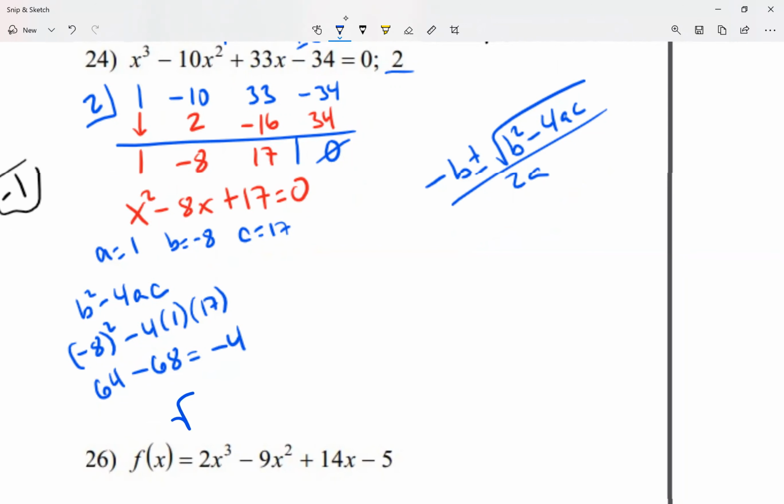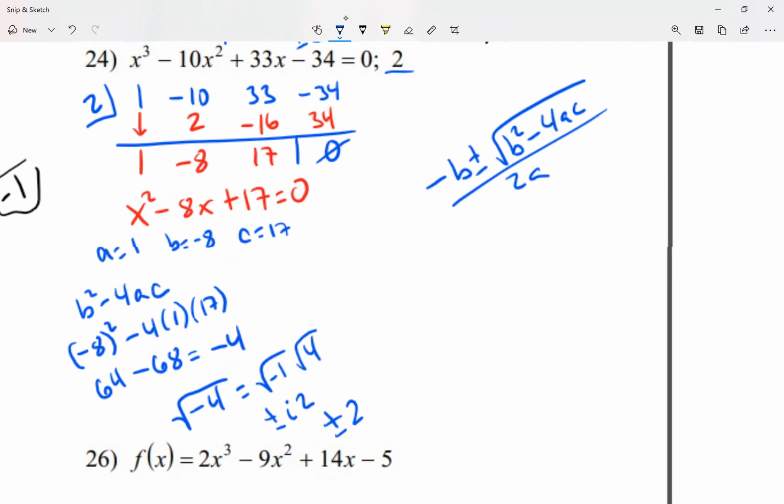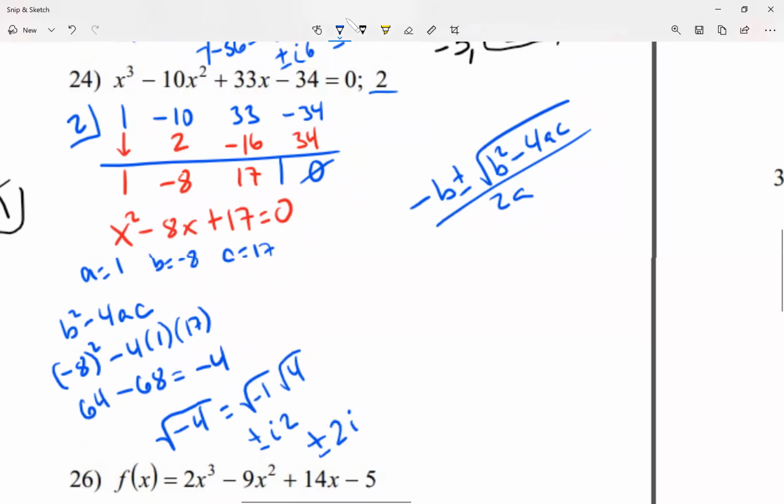Now let me find the square root of negative 4. That's basically the square root of negative 1 times the square root of 4. So plus or minus i2, which we call plus or minus 2i. Remember, we write the number first. Okay, I did the hard part. Now let me use my quadratic formula. Negative b, since my b is negative already, negative of a negative is going to become positive 8. Plus or minus 2i, right?